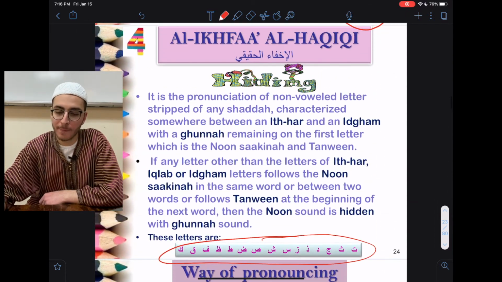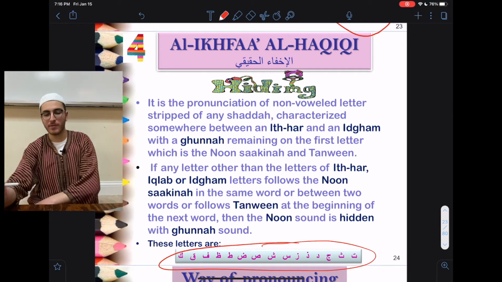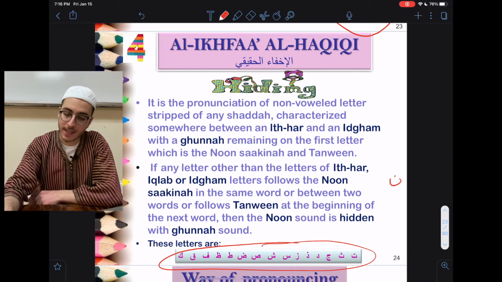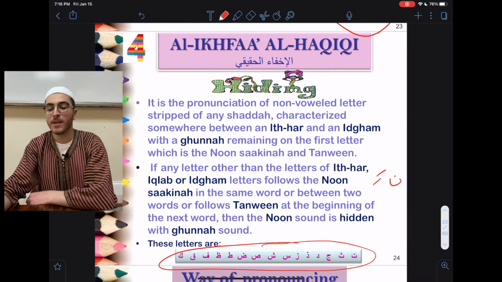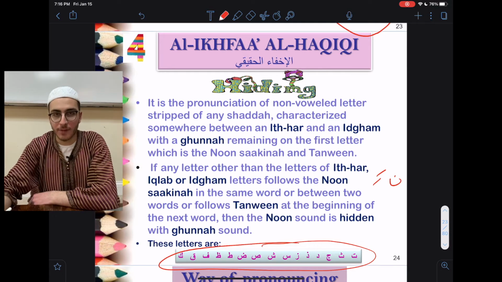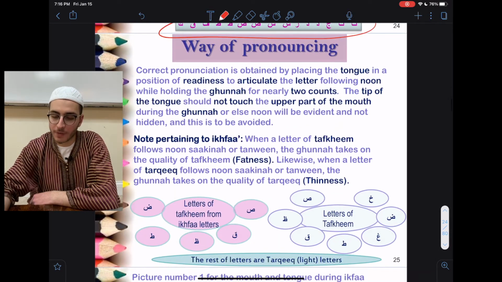And then for ikhfa, it's the same thing as idgham. If you look in the mushaf, the noon sakina does not have anything over it, and the tanween is separated. Well, let me draw it more clear. Okay. The tanween is separated if you read out of the Uthmani mushaf.